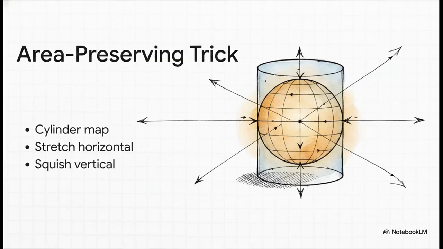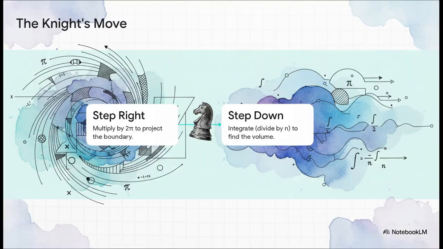But how do we actually jump the fence from 2D up to 3D? Well, the ancient Greek mathematician Archimedes proved a brilliant area-preserving trick. He showed that if you project a sphere's surface area outward onto a cylinder that perfectly encloses it, something magical happens. As you map the curved sphere outward onto the flat cylinder walls, the geometry stretches horizontally around the equator. But because it's casting a shadow from the center out at an angle, the top and bottom regions near the poles get perfectly squished vertically. The horizontal stretch and the vertical squish perfectly cancel each other out, meaning the total surface area is entirely preserved in the projection.